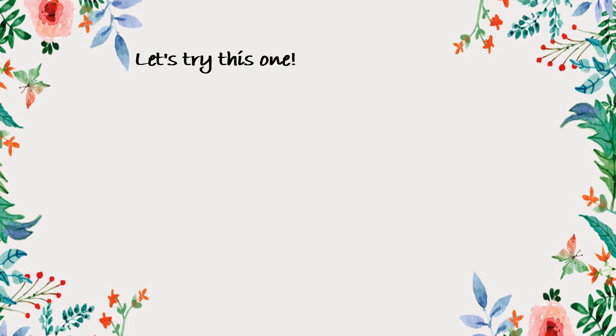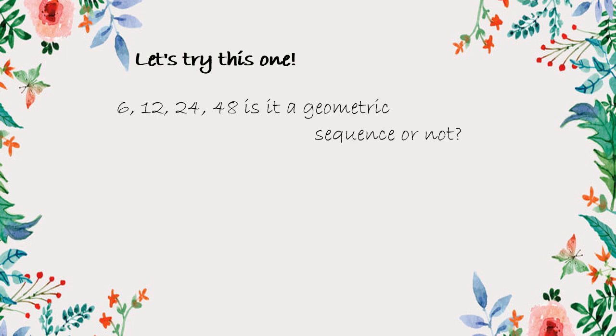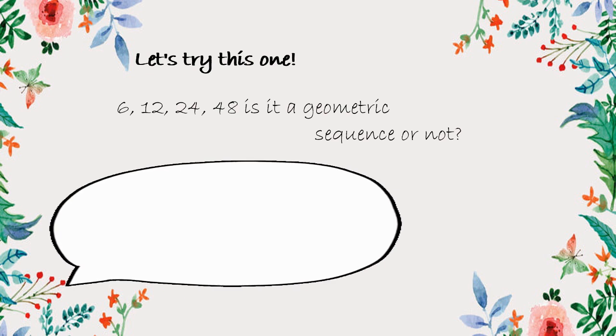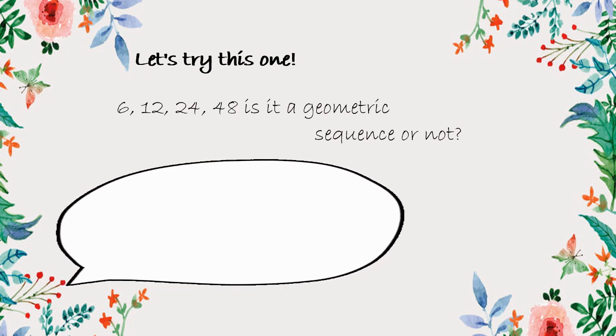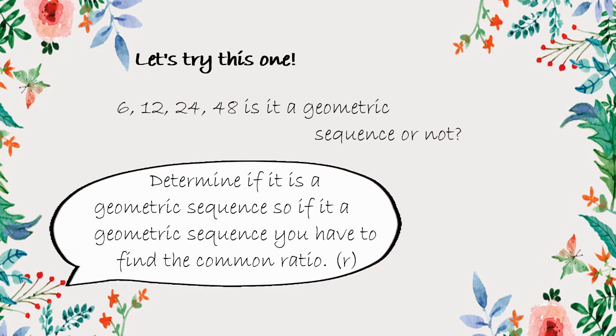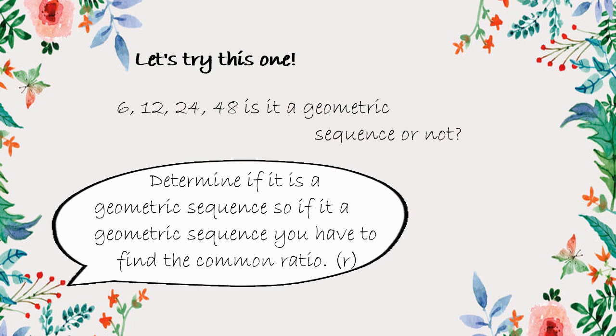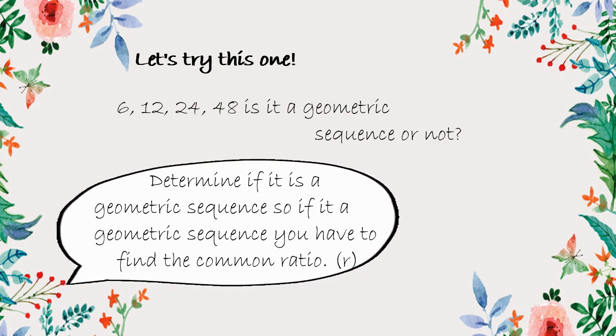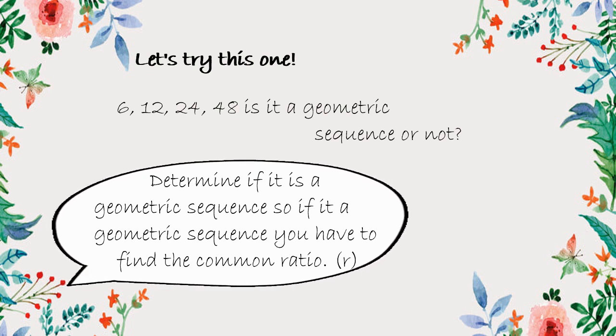Now it's your turn. Try to solve this one. 6, 12, 24, and 48. Is it a geometric sequence or not? I will be giving you 30 seconds to determine if it is a geometric sequence. So if it is a geometric sequence, you have to find the common ratio, the value of r. Start.